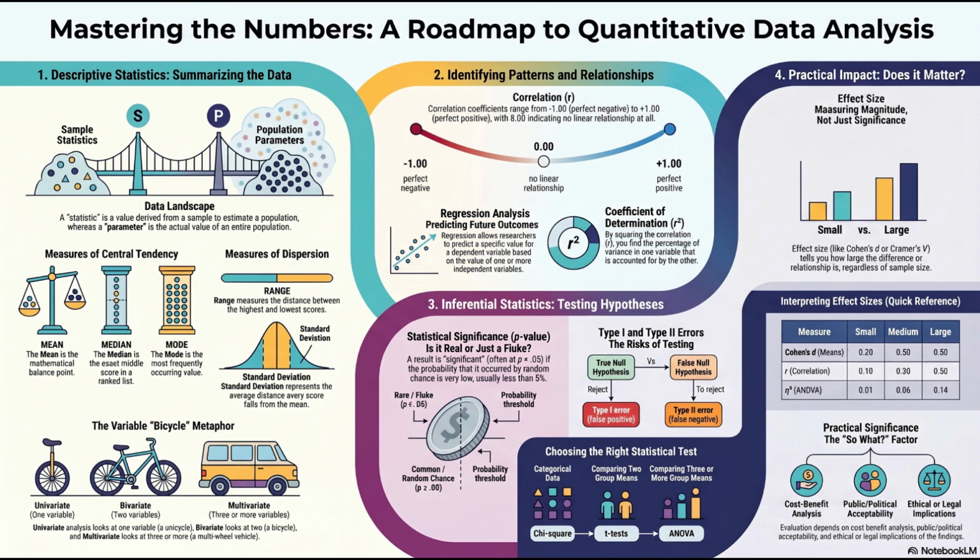ANOVA solves this by letting you roll the die just once to test the entire group simultaneously. That makes perfect sense. It's about containing the risk of making an error. But what if things get really complicated? What if we aren't just looking at one thing causing another?